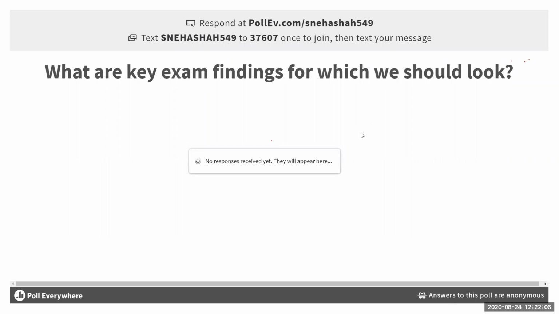Okay, so then what key exam findings will you look for in this patient who was afebrile, was tachycardic, pressures in the 100s, and sitting okay?